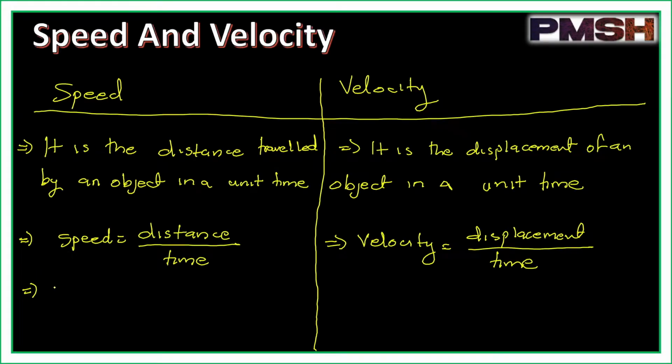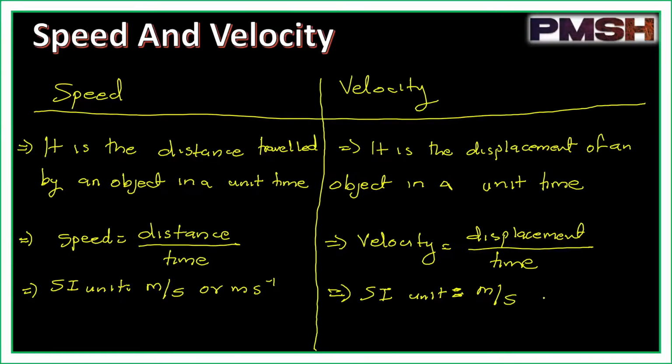Now, what will be the SI unit? For distance, the SI unit is meter, and for time, the SI unit is second. So meter per second. You can even write it as m/s. Here, what will be the SI unit? For displacement, it is meter. For time, it is second. So meter per second, or you can write it as m/s.